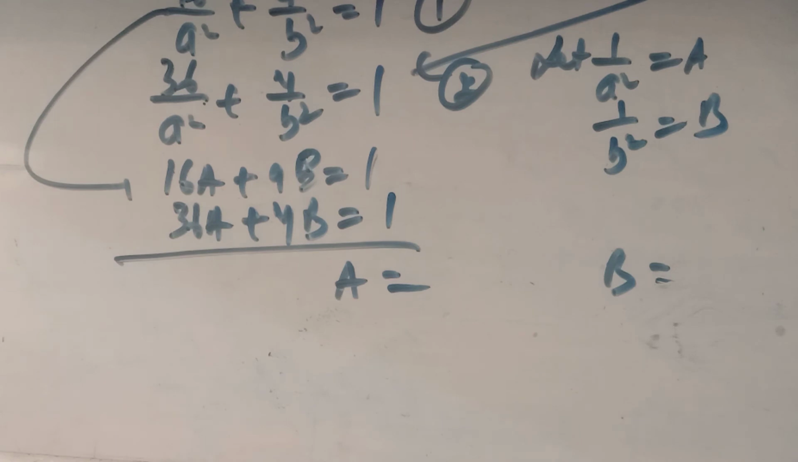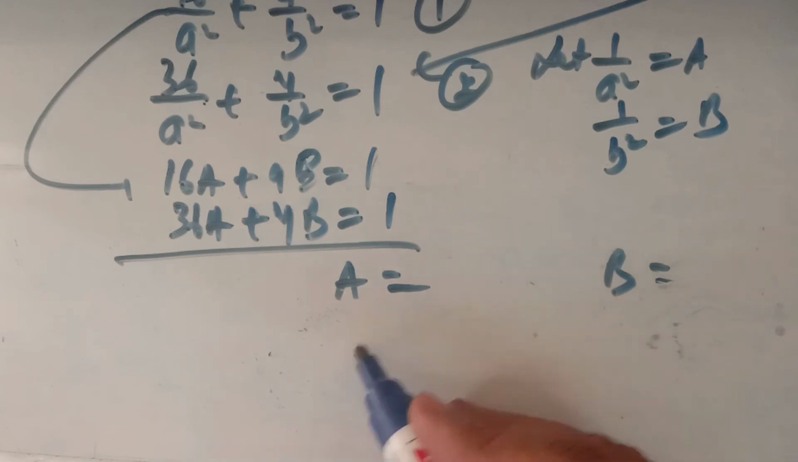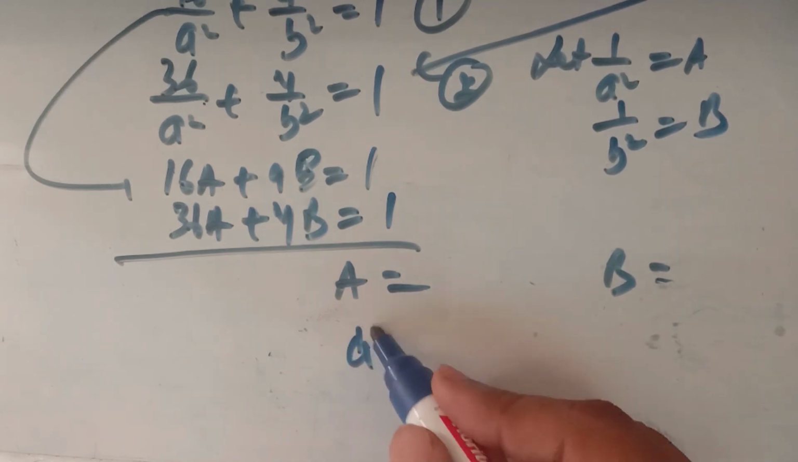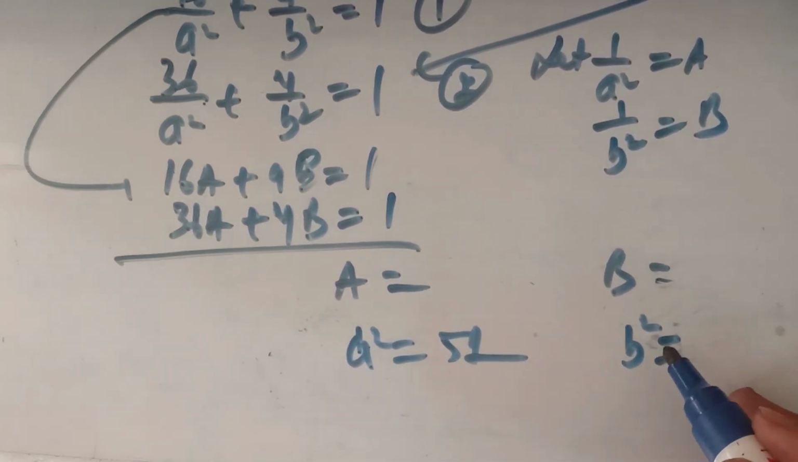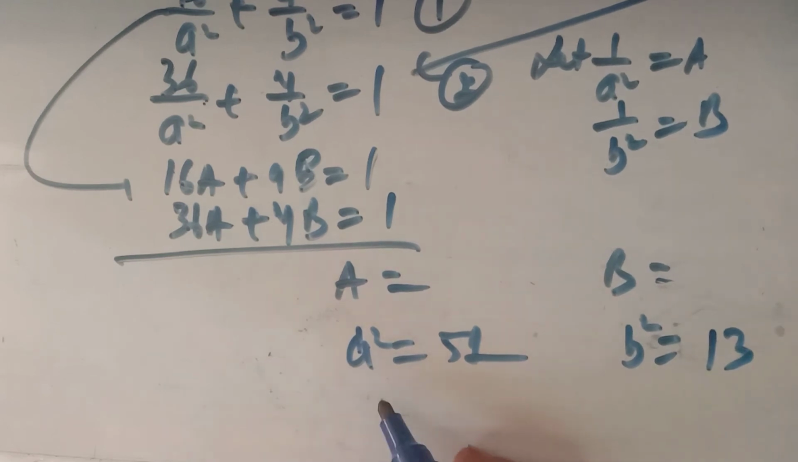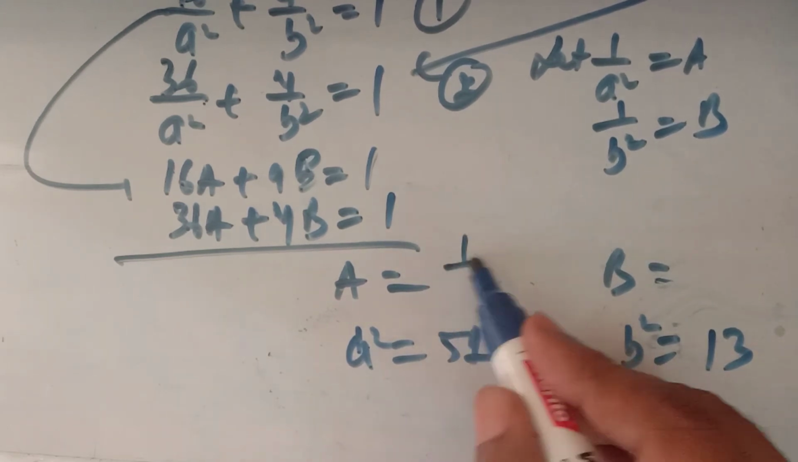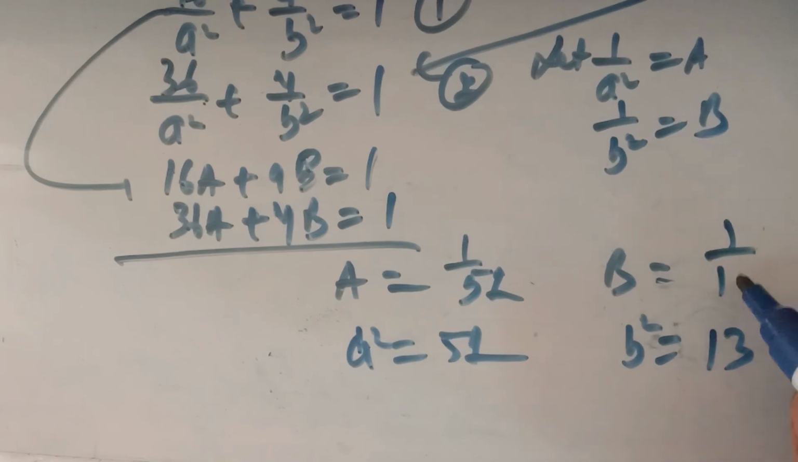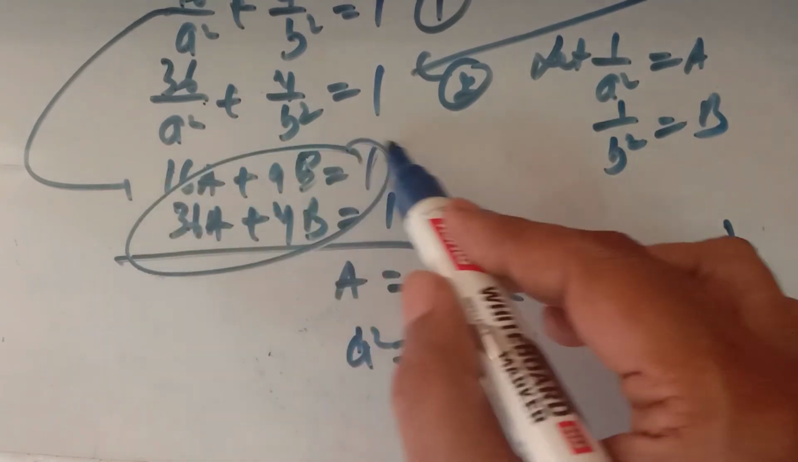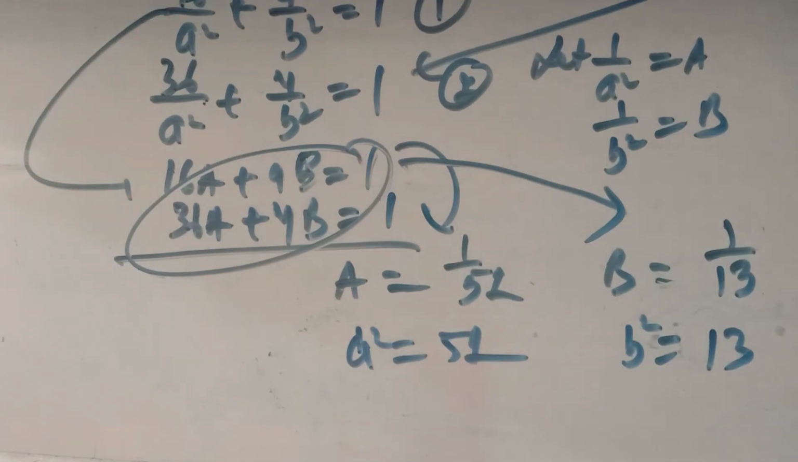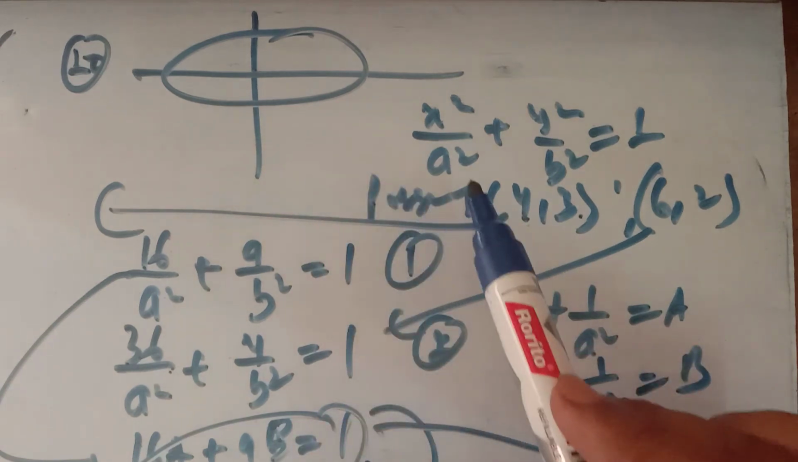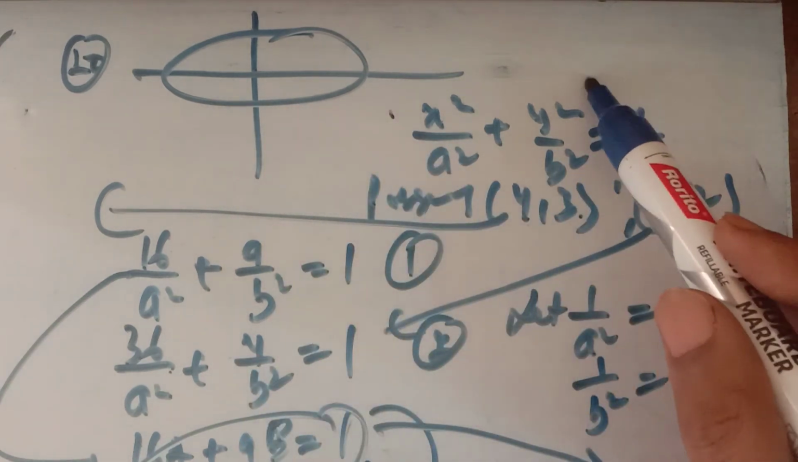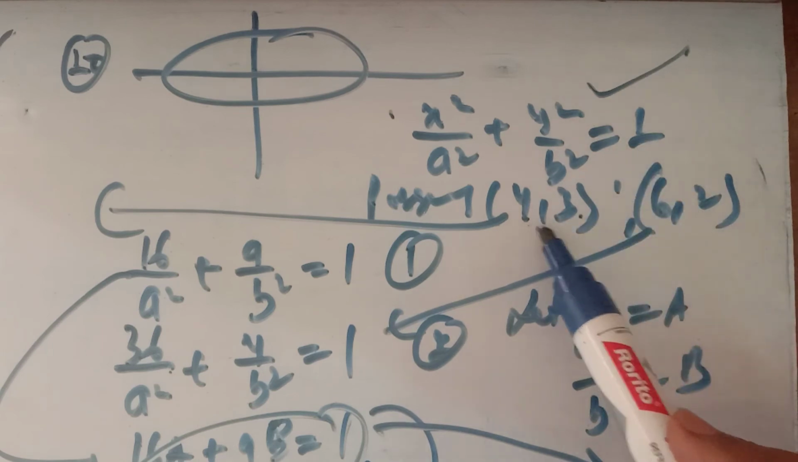You are getting the value of a square as 52, and the value of b square as 13. It means you are getting the value of a as 1 upon 52 and the value of b as 1 upon 13 when you solve these two equations. So this is question number 20. It is given that there is an ellipse whose focus lies on the x-axis, or the major axis lies on the x-axis, so the equation of the ellipse is passing through these two points.